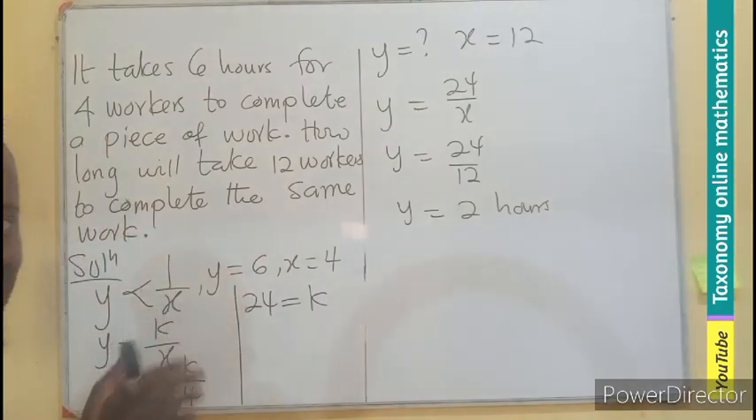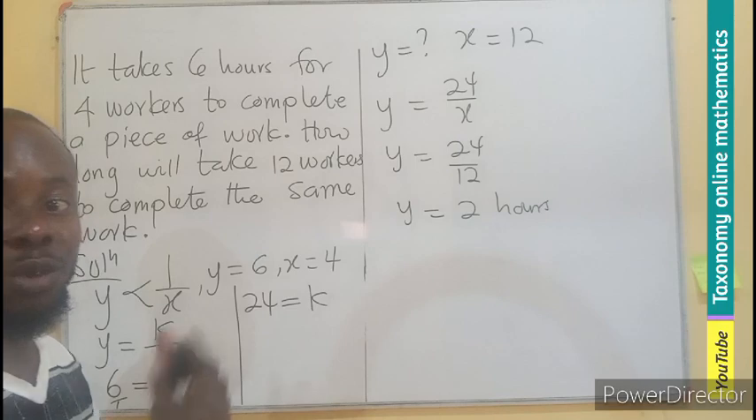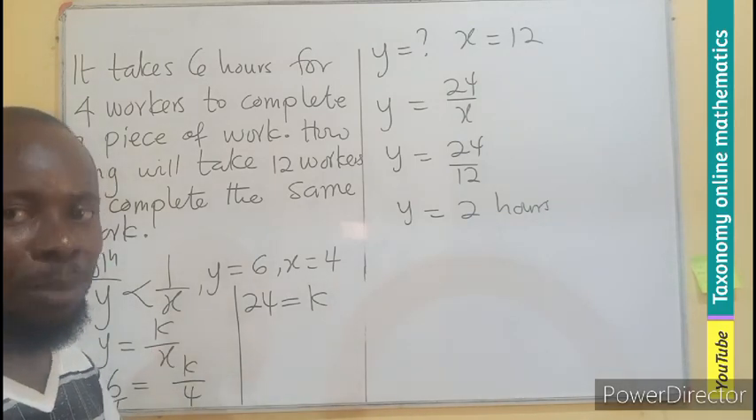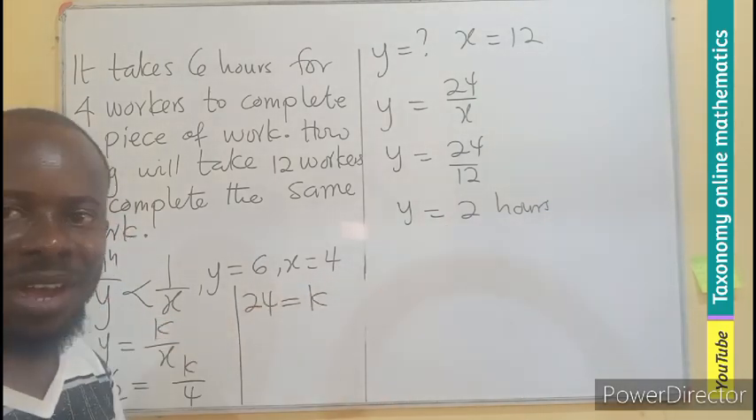I believe that using the variation approach, you can also try the ratio and proportion approach to see if you arrive at the same answer.